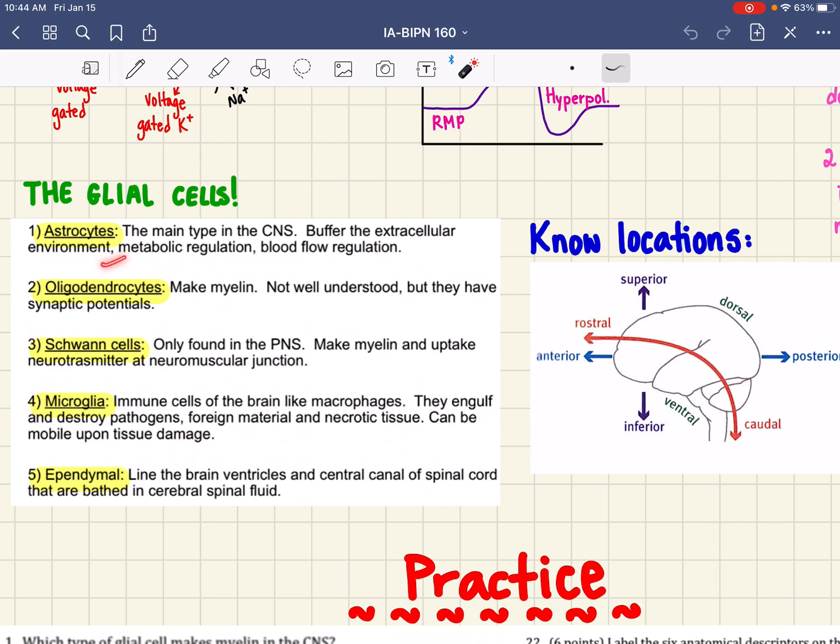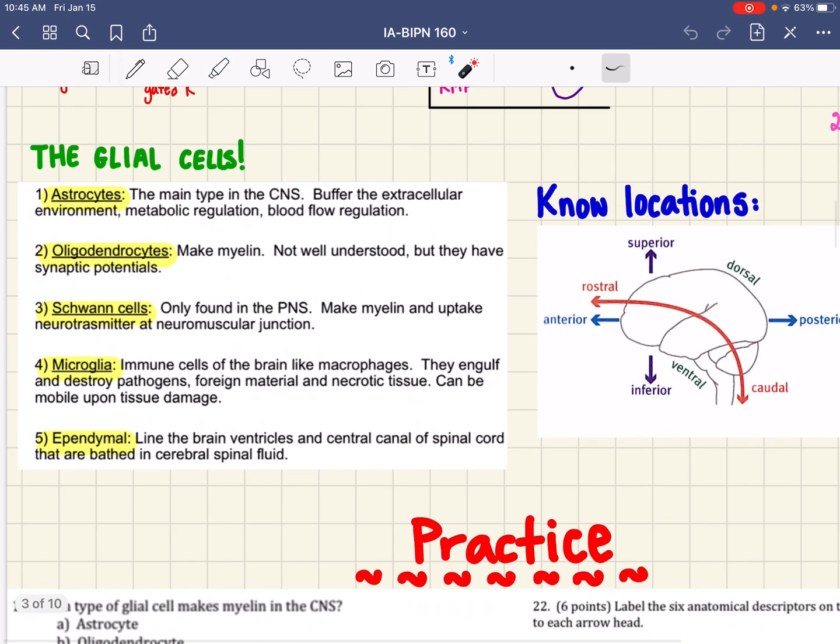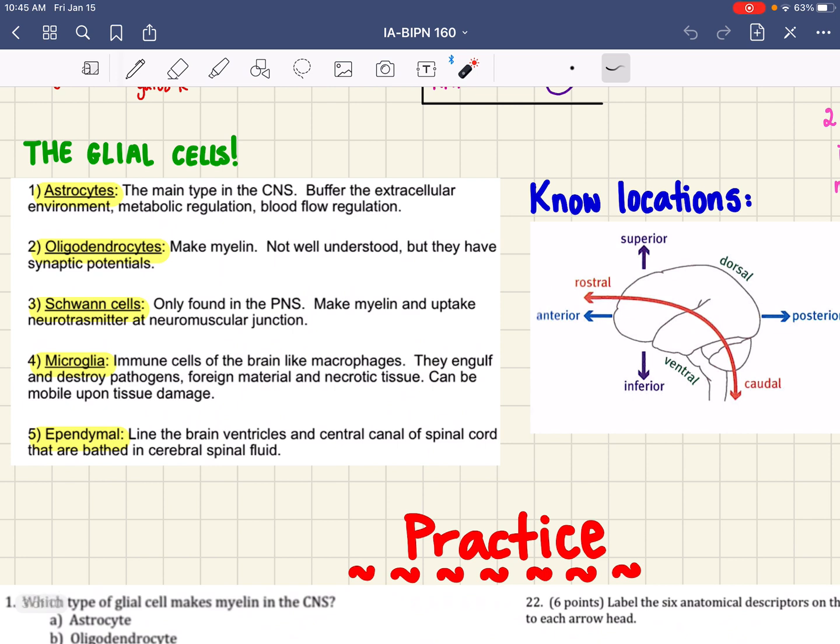So astrocytes are the glial cells that are in the CNS, the central nervous system, which is the brain and the spinal cord. They mainly hang around in the blood-brain barrier where they regulate blood flow. They regulate metabolism of neurons and the brain. And they also buffer the extracellular environment, as in they probably excrete some components into the extracellular environment that buffers it, right? Not too acidic, not too basic.